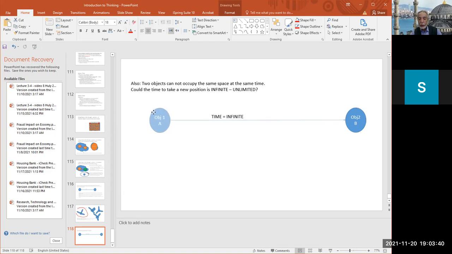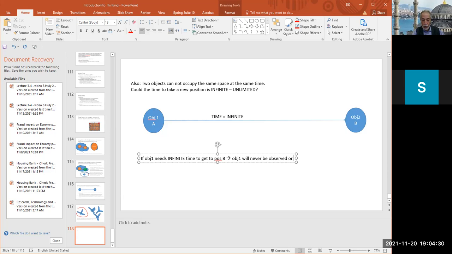I left my first position from here, but then it takes me forever to get to the second position. It means if object 1 needs infinite time to get to position 2, to position B, it means that object 1 will never be observed or sensed in position B at any time. There is no way in the world I would be able to observe object 1 at position B.